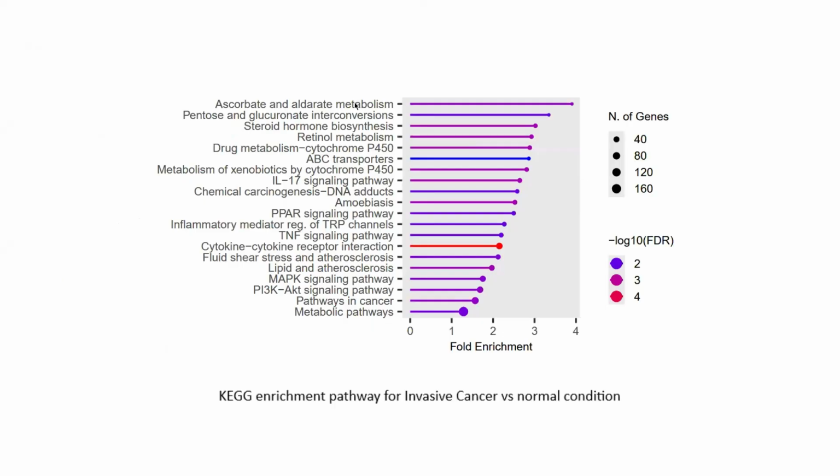There are also many pathways such as interleukin 17 signaling pathway, chemical carcinogenesis, DNA adapts pathway, amyloidosis pathway, which play a very significant role in the progression of invasive cancer, especially. So, among all these pathways, there are many pathways which are also common in all the three conditions, which we will go into later on.